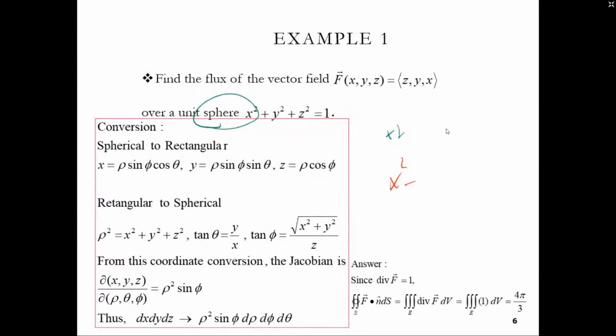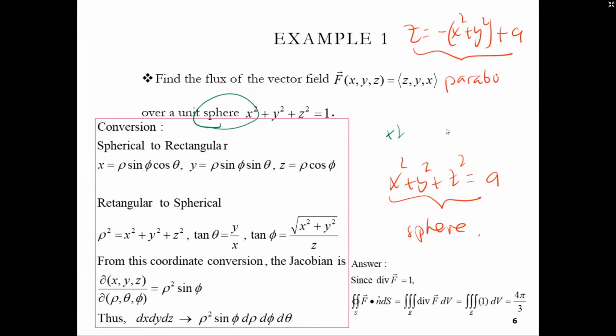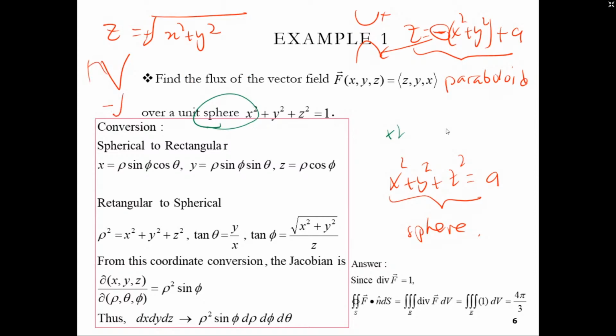Okay, if you have x square plus y square plus z square equal to a number, maybe a, this one is a sphere. Okay, if you have z equal to negative x square plus y square, all should have the same sign plus a number also, it is a paraboloid. You see x square plus y square, only x and y have power 2 but z has power 1, it is a paraboloid. Whether it is concave upward or downward depends on the sign. If negative, downward; if positive, upward. If you have a square root, also with x square plus y square inside, this one is a cone. Upward or downward also depends on the sign. If positive, you have a cone that is concave upward. If you have a negative square root, you have a cone that is concave downward, going to the negative axis.